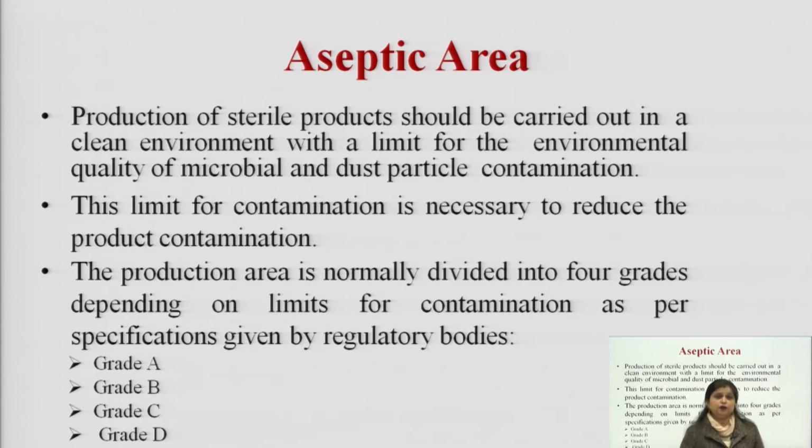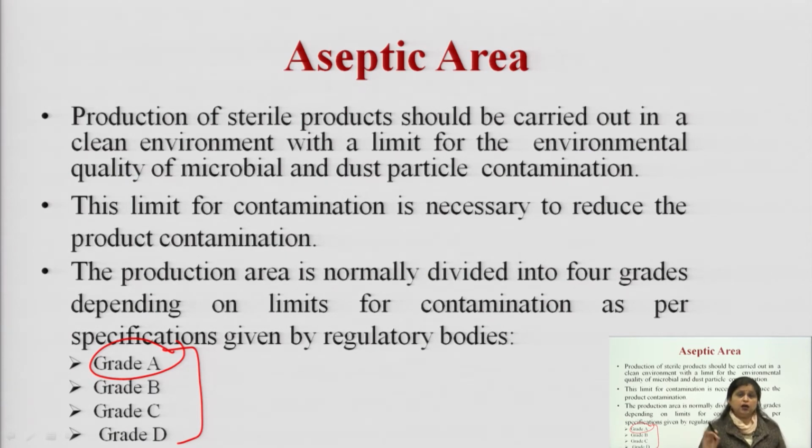We can classify our clean areas into 4 grades. Those grades are known as grade A, grade B, grade C and grade D. Now, out of these grades, grade A is known as your aseptic area. In grade A there will be no contamination, not even a single microorganism will be there, and that area will be called the aseptic area. There will be no dust particle in that area.